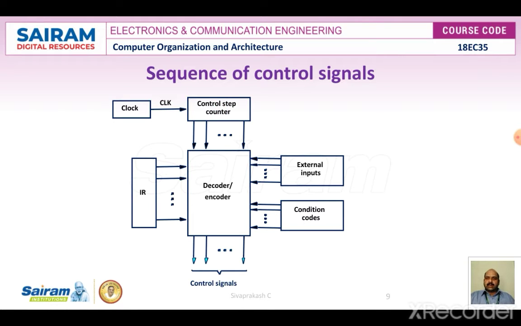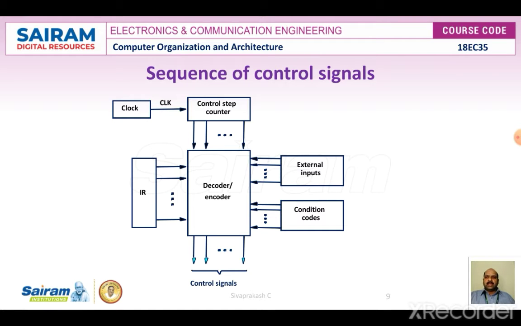Here, the control signals are going to be determined from the content of the step counter, as well as the content of the instruction register, the content of the condition code flags, and the external inputs such as the MFC signal or an interrupt request from the external devices. All four input parameters are required to determine the control signal which is going to be produced from the encoder and decoder.